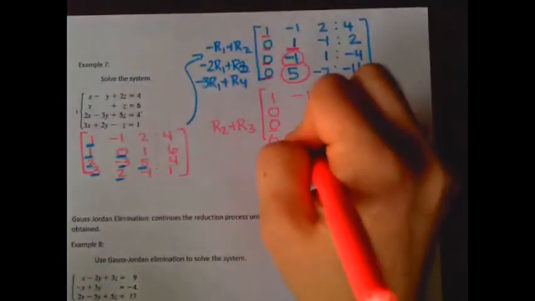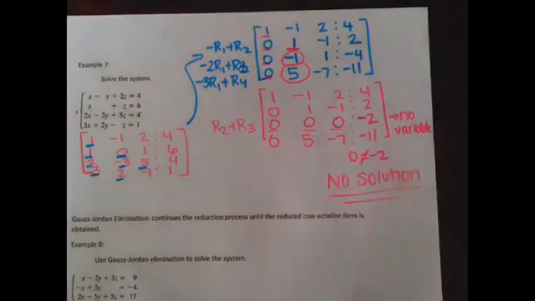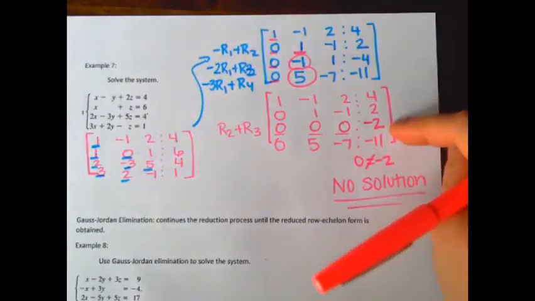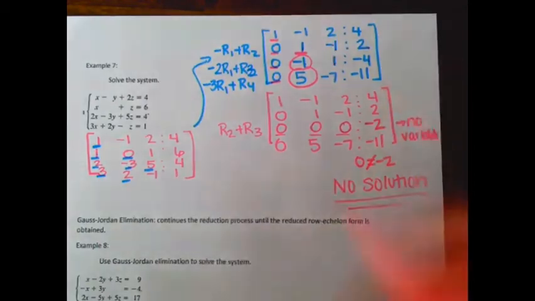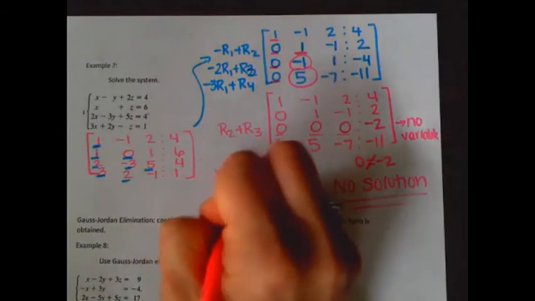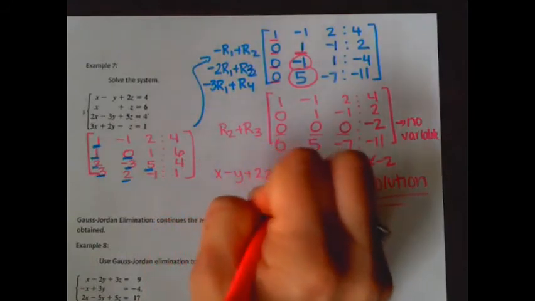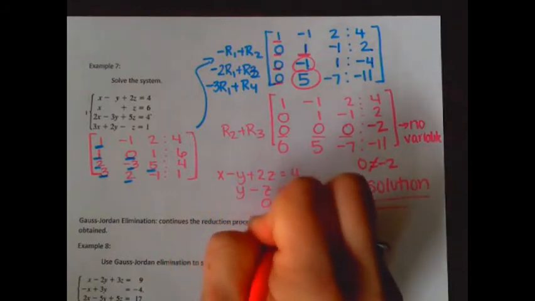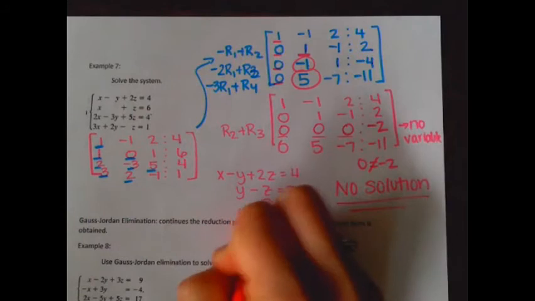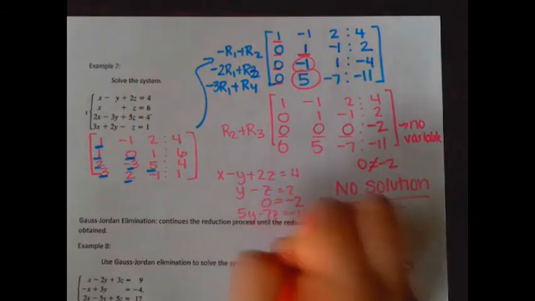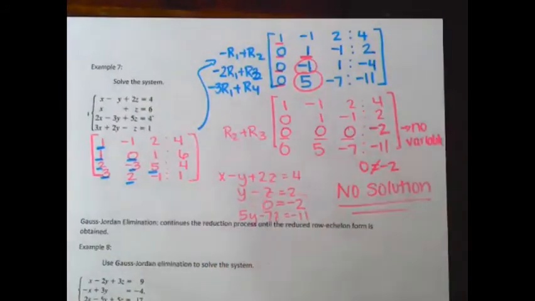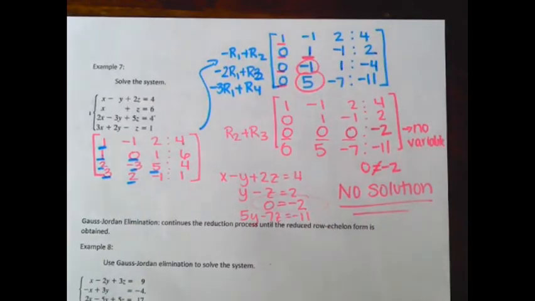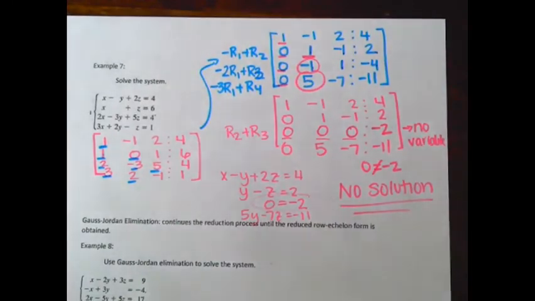Now I'm going to rewrite the last equation. But yeah, we actually have no solution because there's no variable in this equation. So my new system would have been x minus y plus 2z equals 4, y minus z equals 2, 0 equals -2, and then 5y minus 7z equals -11. Well, this can't happen, can it? So that's why it is no solution in that sense.